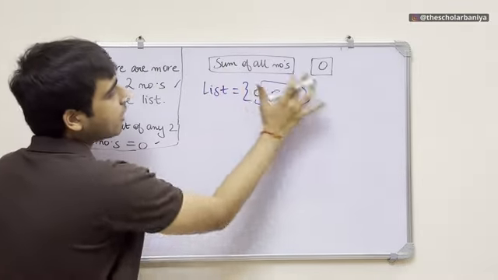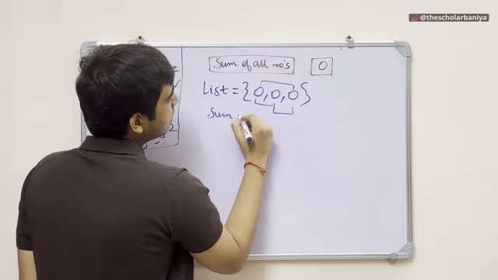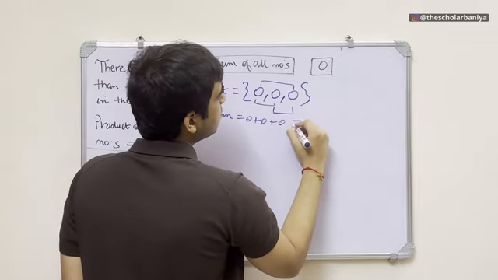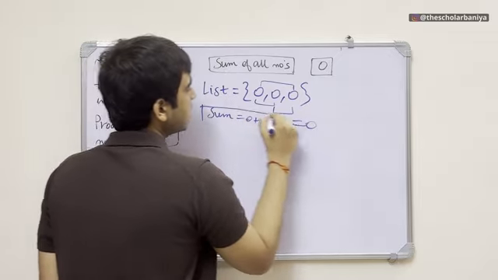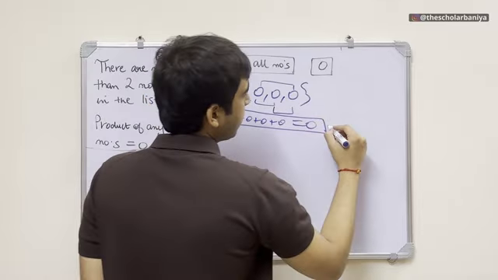Now we have to find the sum of all numbers. So what is the sum of all numbers? So sum is obviously 0 plus 0 plus 0, which is 0, right? So this is one option. This is one case, right?